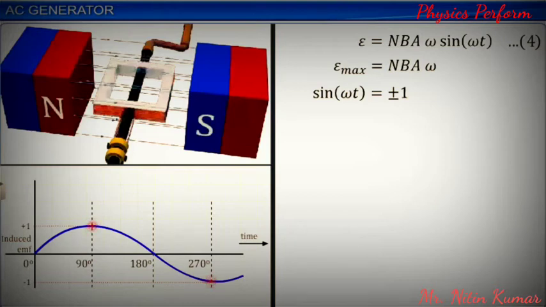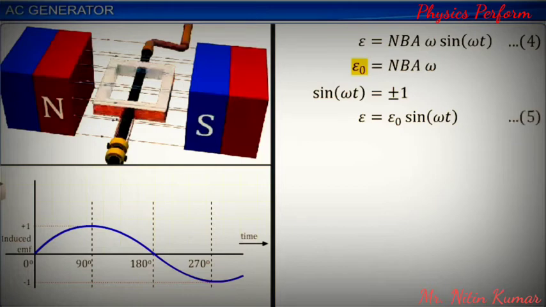Let us denote the maximum EMF nBA omega as E0. Then, the instantaneous EMF E is equal to E0 sin omega t. Let this be equation 5.